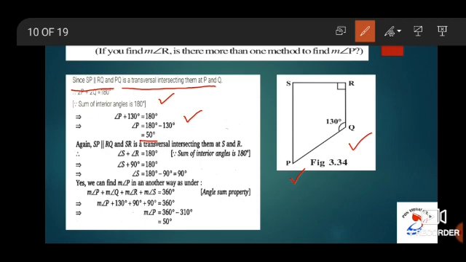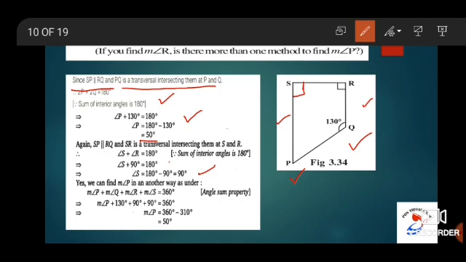Again, side SP is parallel to RQ and SR is a transversal. So again you can say S plus R is equal to 180 degrees. The value for R is 90 degrees. So S plus 90 is equal to 180 and S is equal to 180 minus 90, that is also equal to 90 degrees. Now we have got the values of S and R to be 90 degrees.